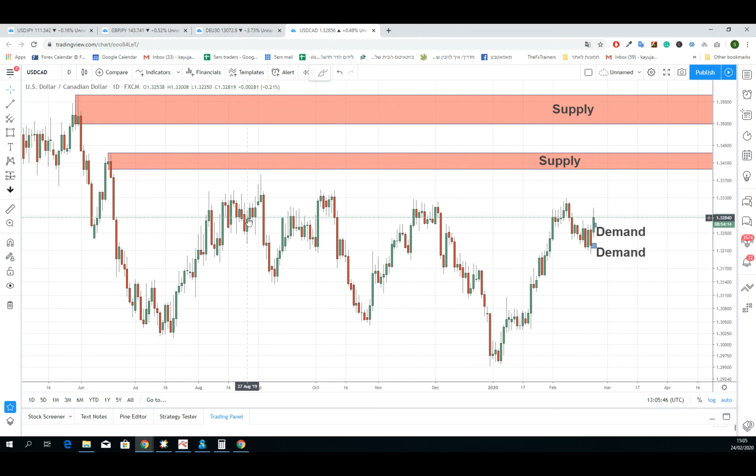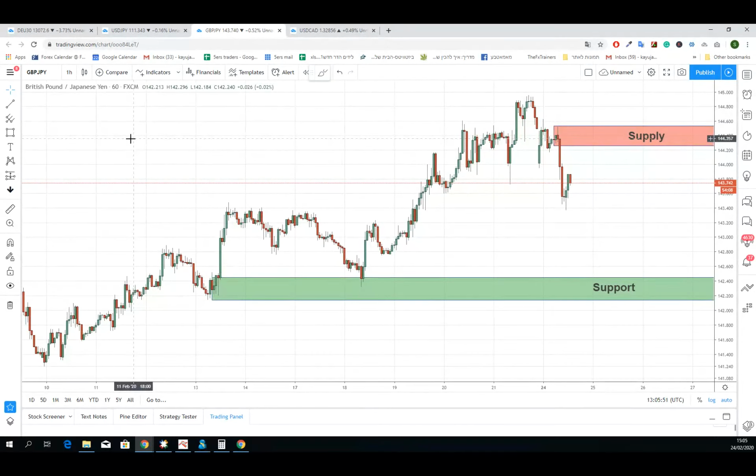Okay, the next one will not be the DAX, we will leave it to the end. It will be the GBP/JPY, the Great British Pound against the Japanese yen. We are looking at the 1 hour chart.